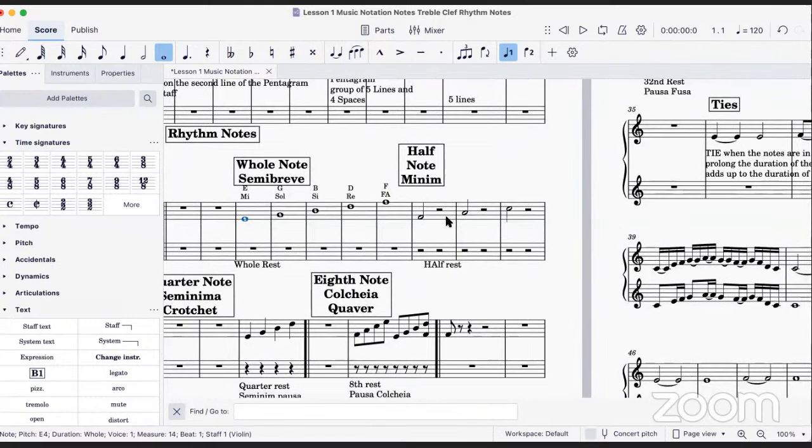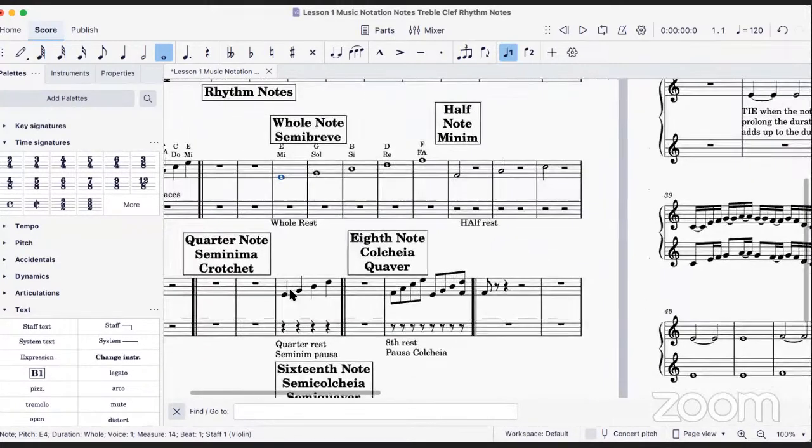So the further I go from the whole note, the faster it is going to be. So here is the half note, but it's double the speed of the whole note. Quarter note is one quarter of the whole note, 4 times faster than the whole note. And the quarter note is twice as fast as the half note. Eighth note is double the speed of the quarter note and 4 times faster than the half note, 8 times faster than the whole note.